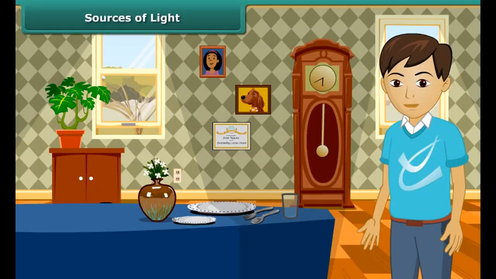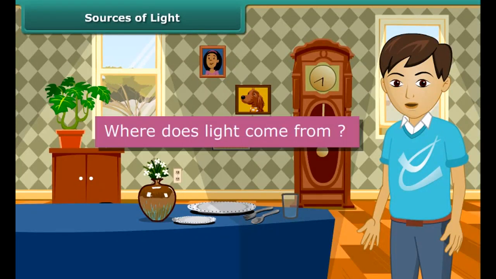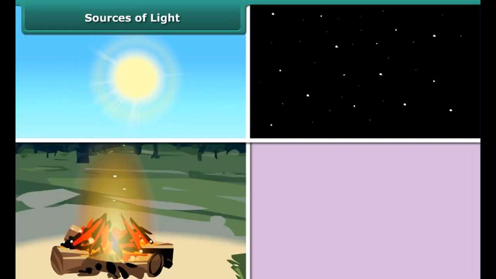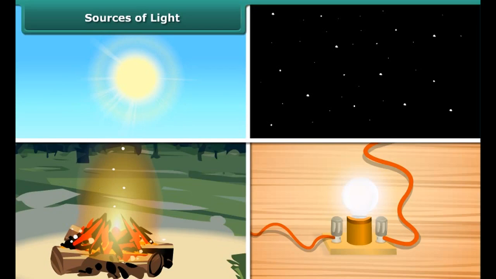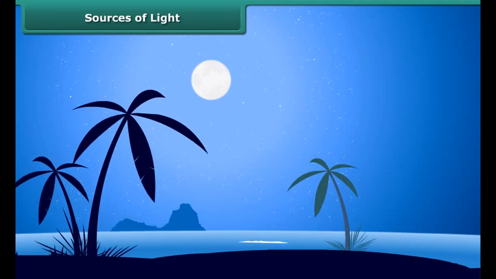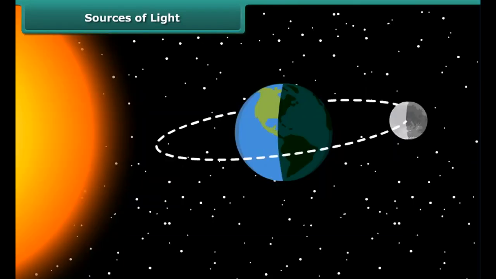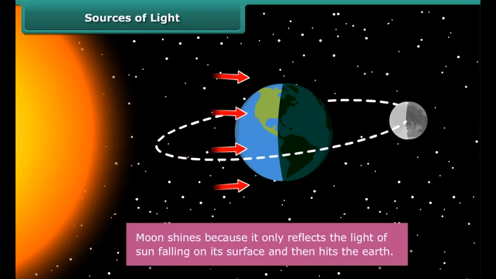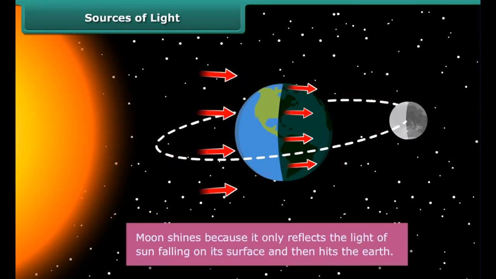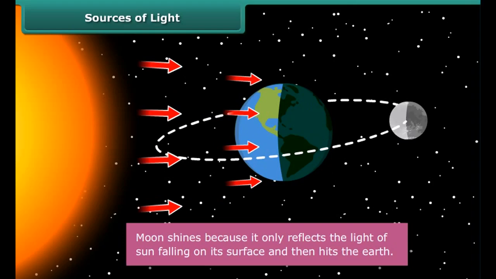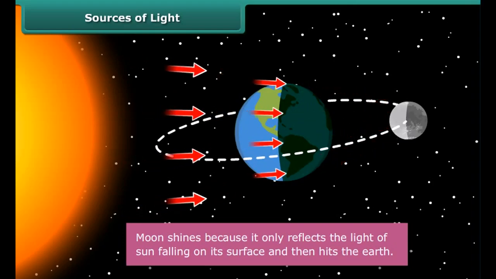Sources of light. Can you tell where does light come from? Light comes from many sources like sun, stars, fire, candle, an electric light bulb, etc. But wait, not all things that shine are light sources. Moon is not a natural source of light. It does not have its own light. It only reflects the light of sun falling on its surface and then hits the earth, due to which it appears shiny when seen from earth.